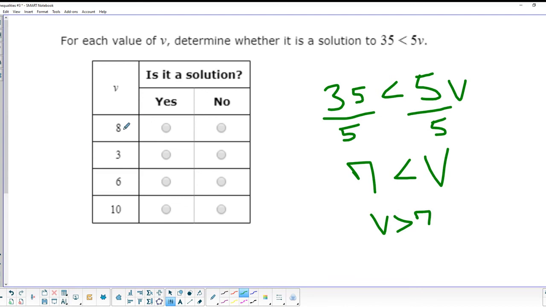If this is our solution, is 8 bigger than 7? Yes. Is 3 bigger than 7? No. Is 6 bigger than 7? No. Is 10 bigger than 7? Yes. So there's two numbers that are bigger than 7, two numbers that aren't bigger than 7, and that's how you answer that question.